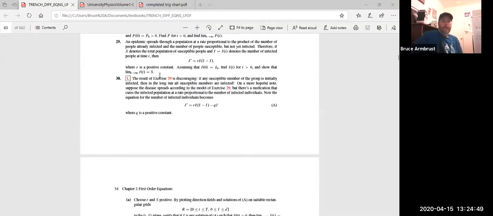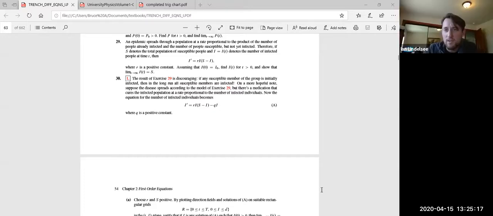And I like how this starts. They go, ooh, the result of 29 is discouraging, because basically it just says that eventually everybody ends up getting it. And well, I mean, that's reality though, right? Like you think about this COVID that's going on right now. If we don't figure out something that actually fights it, so we don't get some sort of a vaccine or any other kind of preventative measure, then yeah, eventually everybody's going to come down with it. Except for a certain level of herd immunity, right?